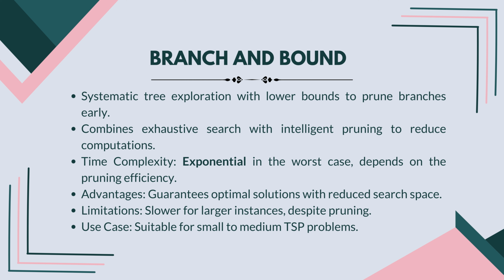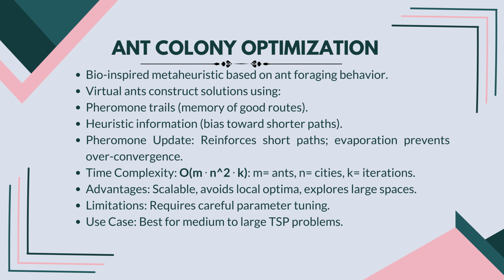Now we'll move on to the heuristic methods of solving the traveling salesman problem. The first heuristic algorithm that we will be looking at is the ant colony optimization. It is a heuristic algorithm inspired by the foraging behavior of real ants. When ants search for food, they lay down a chemical substance called a pheromone on their paths. Other ants are more likely to follow paths with higher pheromone concentration, but they also explore new routes. Over time, shorter and more efficient paths accumulate more pheromone, reinforcing their use.